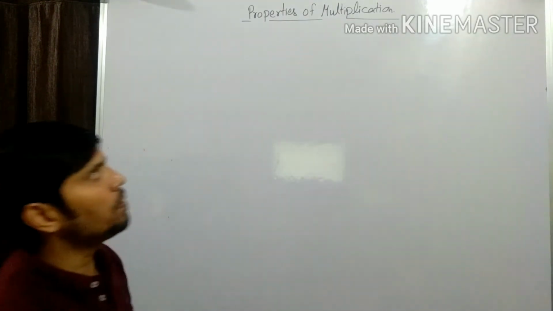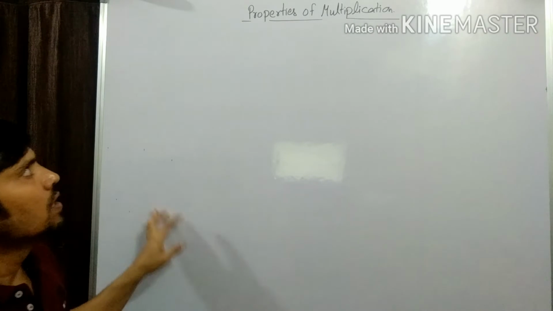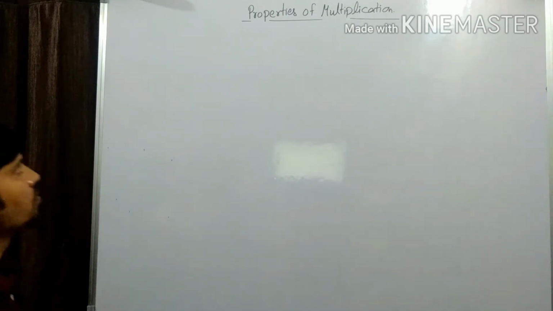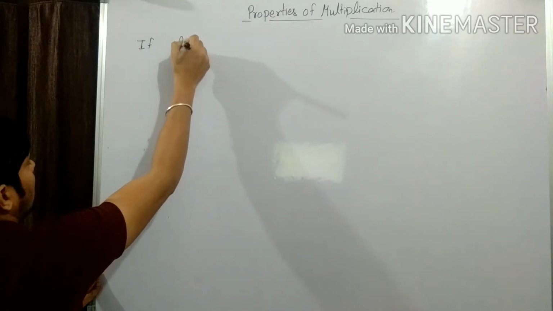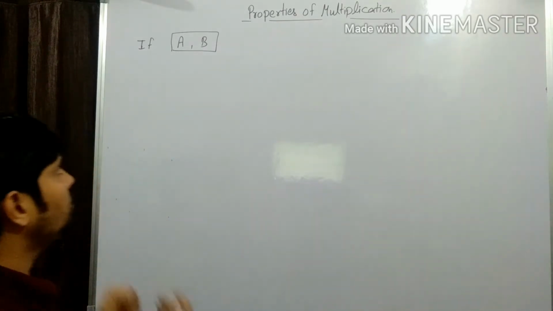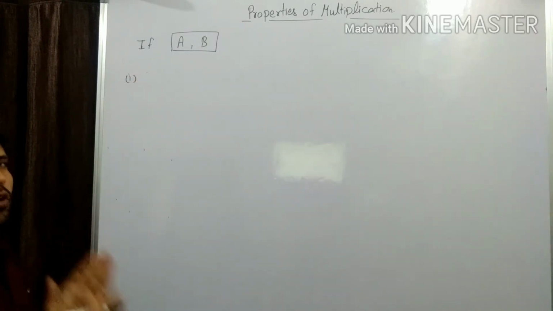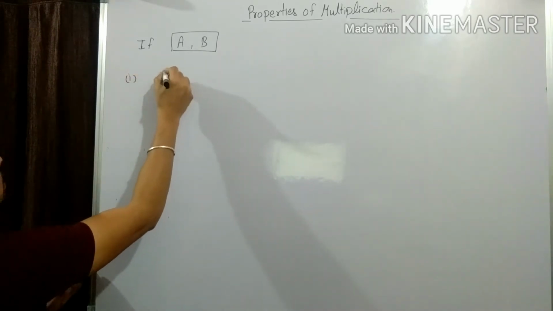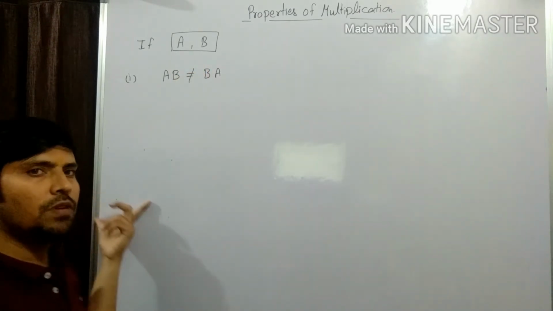Now we will discuss the properties of multiplication. As we have discussed in the earlier example how we do the multiplication, now we will discuss the properties of the multiplication. What are the properties? Let A and B be two matrices, and if AB is possible, then the product A into B and B into A is not always possible, as we have discussed previously.